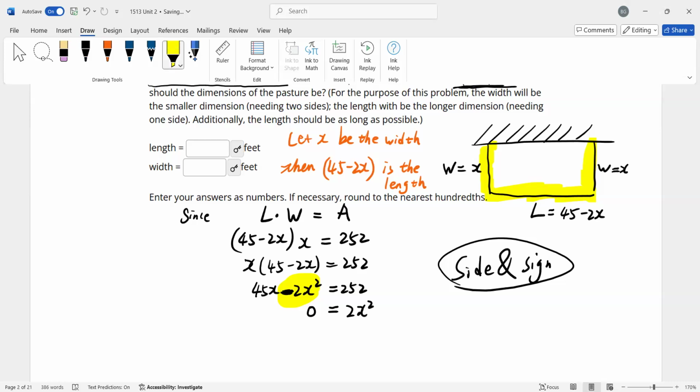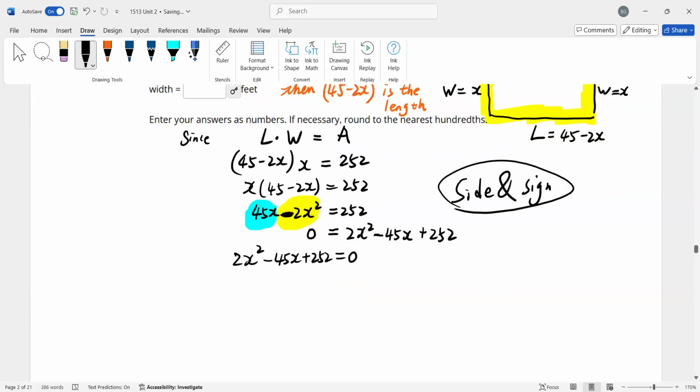All right. Similarly, the blue term, 45x, is positive. When I move it over to the right side, it will become negative 45x. And 252 stays on the right side. So we have 252 here. And then now I'm going to switch the left side and the right side again. I have 2x squared minus 45x plus 252 equals 0. Let me double check before we proceed. 2x squared minus 45x plus 252. That's correct.